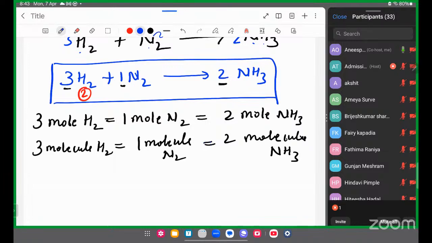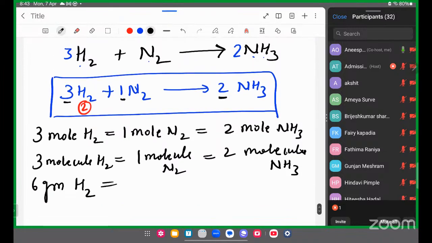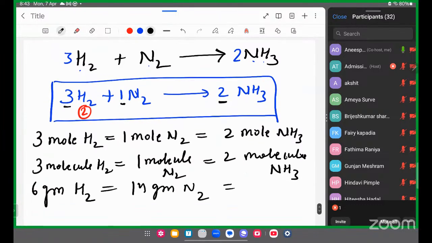This will be 6 gram hydrogen is needed for 14 gram nitrogen to produce 2 mole ammonia. 2 mole ammonia means how much gram? Ammonia has 17 as its molecular mass. So this will be 2 into 17, that is how much?